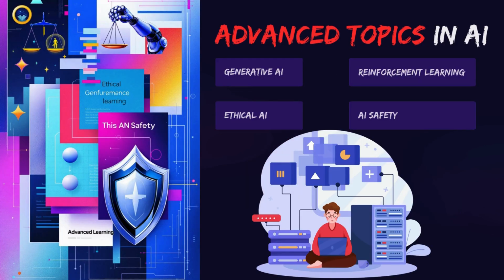Generative AI. Create new content like images, text, and music using deep learning models. Reinforcement learning. Train agents to make decisions through trial and error in dynamic environments. Ethical AI. Address bias, fairness, and transparency in AI systems. AI safety. Develop robust and reliable AI systems that align with human values.